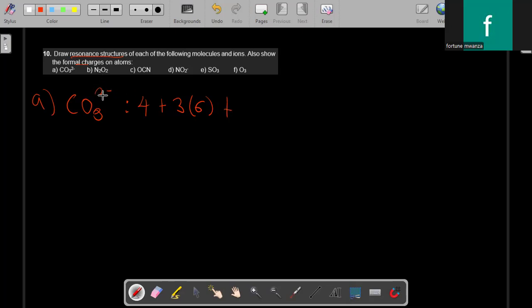So this charge means that 2 electrons were gained, okay, so I'll add those 2 electrons there. So making my total valence electron equal to, so I'll summate this, I get 4 plus 18, okay, plus 2, which is 24. So that's my total valence electron here. So let me now come up with the structure, okay.